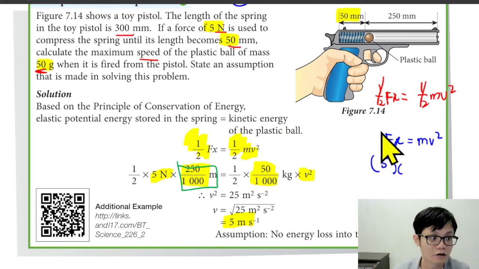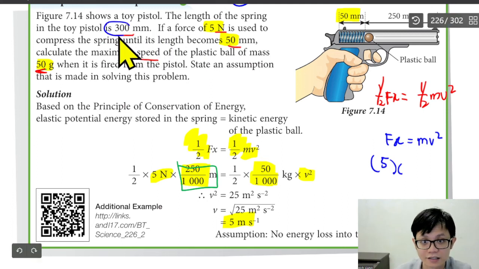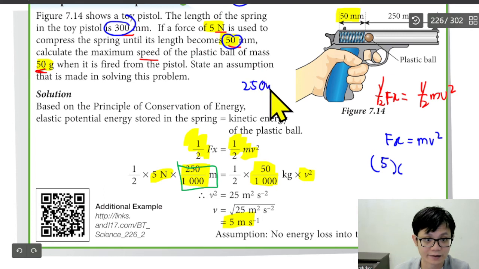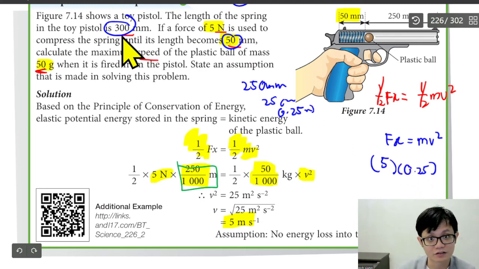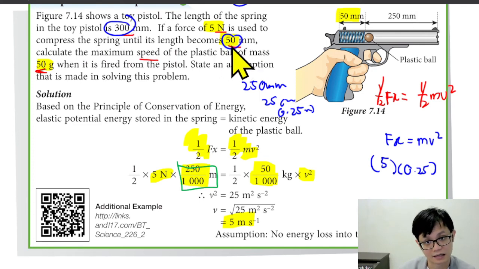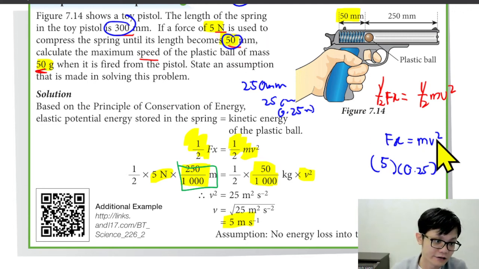Okay, so the spring is compressed, so it's 300 minus 50. So 300 minus 50, you got 250 mm equals 25 cm. Change to meter is 0.25 meter. So it will be 0.25 meter. You minus because of the compression. I thought 50 was the compression, but no. 50 is after it's been compressed, so 300 minus 50 is the difference. Equals mv to the power of 2.